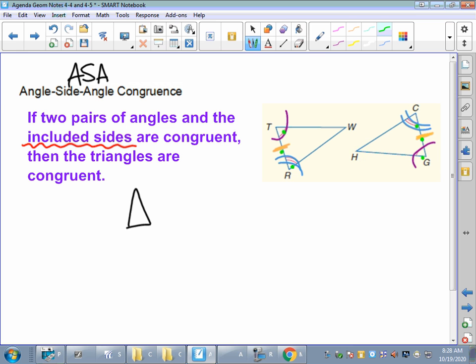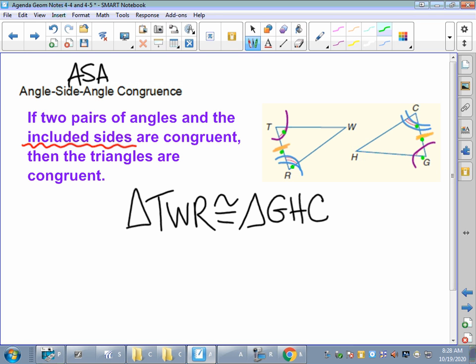So I could say from that top triangle that triangle TWR is congruent to the other triangle because of angle, side, angle. How am I going to name the second triangle if I name the first one TWR? Hopefully you see without even needing to really think about it, it's going to have to be GHC. So we're doing lots of practice with writing congruent statements. It is kind of a big deal.